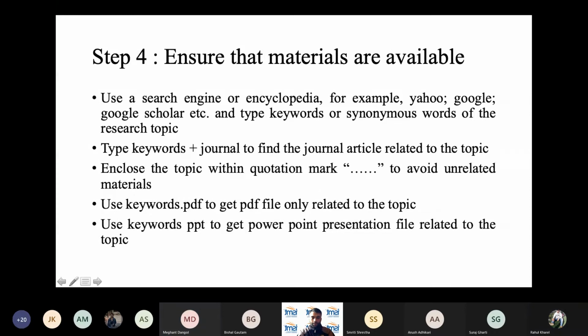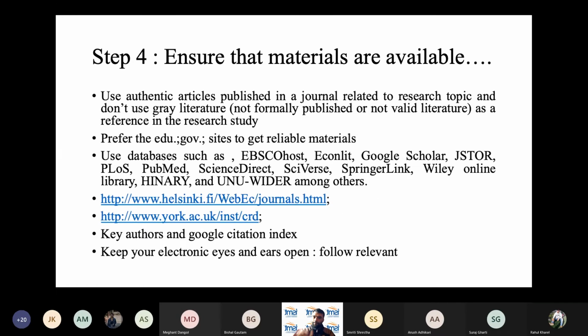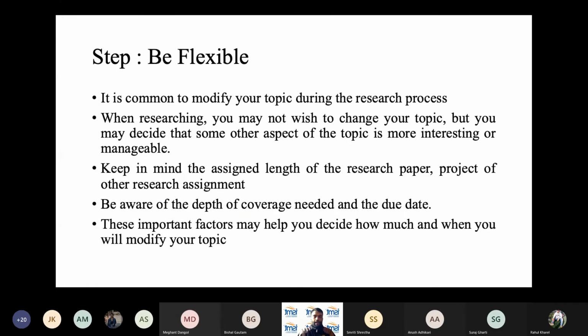Okay. You can source from the keywords.pdf.ppt and you can use the Google hacking tool. Okay, a simple tool for extracting the files that are associated with different websites. Okay, you can do that part. And another thing I'm talking about is be flexible.